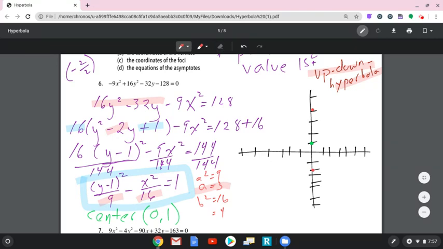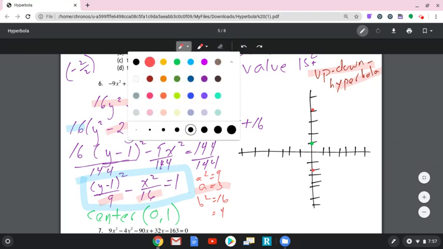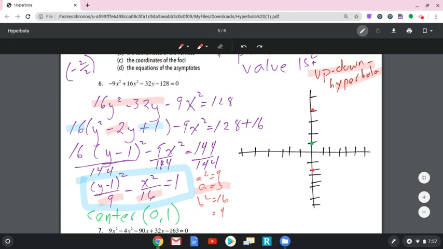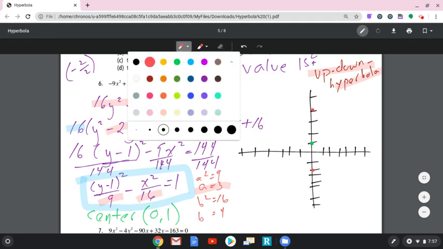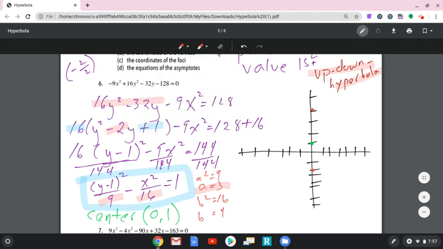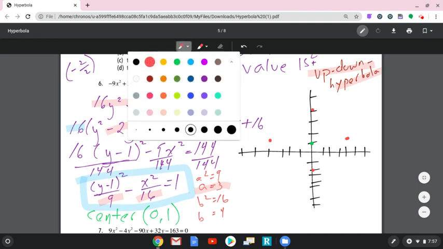B is what I'm going to count across from my center. So I'm going to go left and right. I go to my center and count 4 to the right: 1, 2, 3, 4. 4 to the left: 1, 2, 3, 4. Now I can make my box.